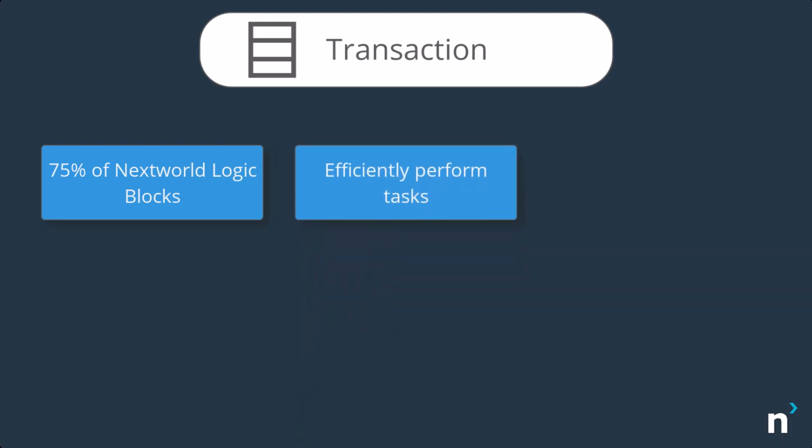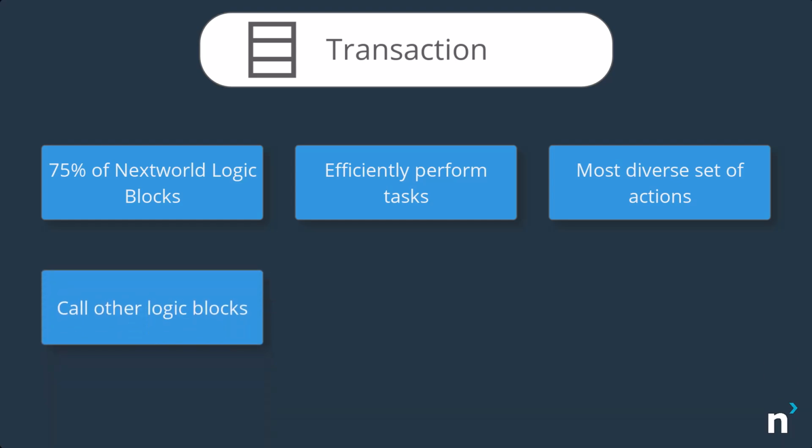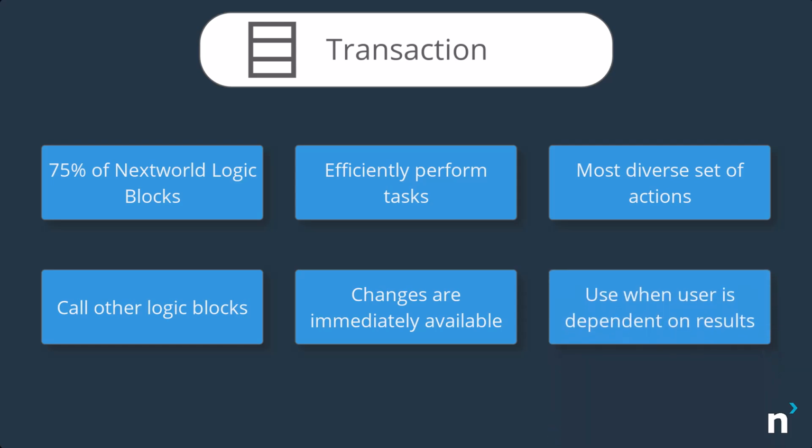They are great for quickly and accurately fetching data, updating records, and running calculations. Plus, they have the most logic block actions available and can call other transactional UI and background logic blocks. Transaction logic blocks run in real time, so any processing they do is immediately available to a user. Use a transaction logic block type when users are dependent on the results.